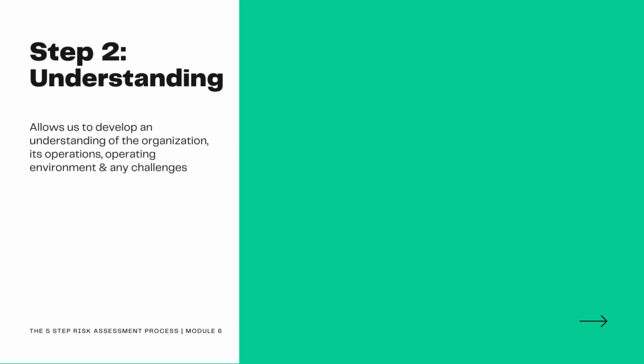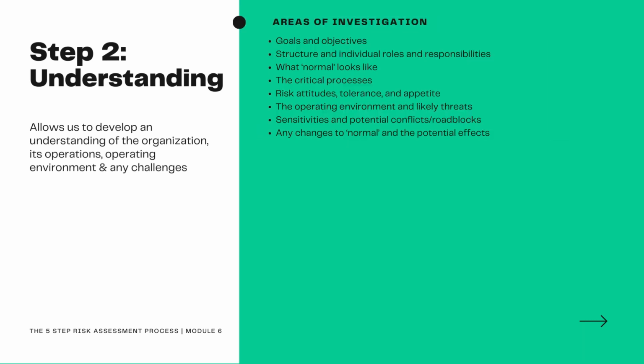Let's have a closer look at step 2, understanding, and how it allows us to develop an understanding of the organization, its operations, the operating environment, and of course, any challenges we may face. First, we look at the areas for investigation. So we need to look about what normal looks like for this organization. And by finding out what normal looks like, we can then discover what risks could be involved. We need to look at the risk attitudes of the staff, the tolerance and appetite for risk.